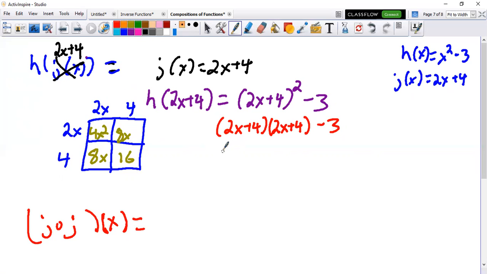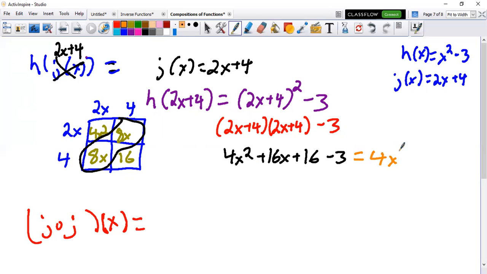All right, I've got 4x squared, 8x and 8x. Again, that diagonal adds up: 16x. The 16 by itself is the constant. Still got the -3 on the back end. So I do 16 minus 3. Let me change color so y'all can see I'm going to another step. I'll stick it on the side. 4x squared plus 16x plus 13. All right, so h of j of x is equal to 4x squared plus 16x plus 13.